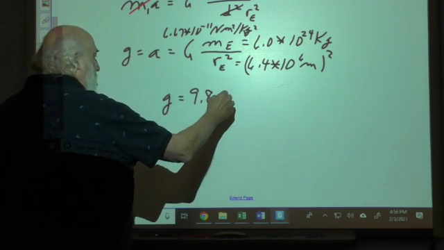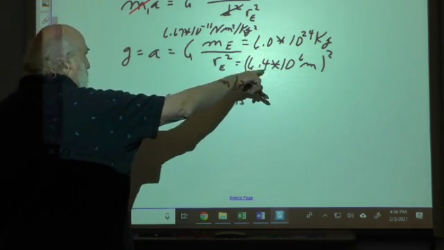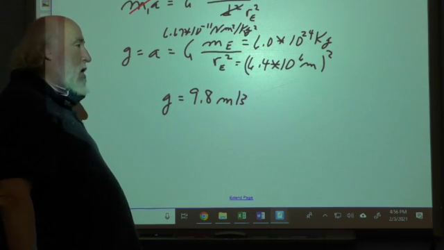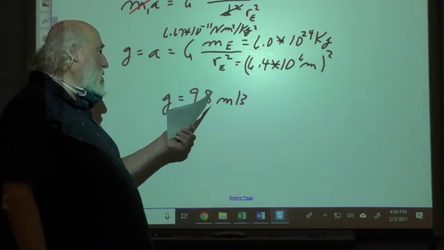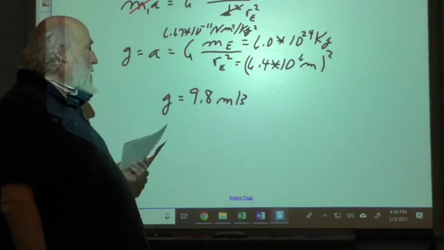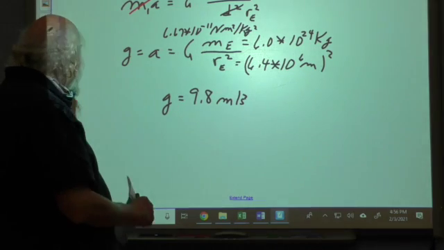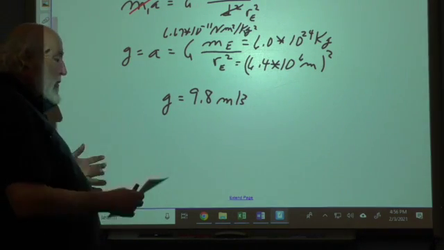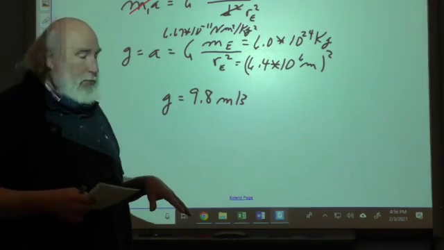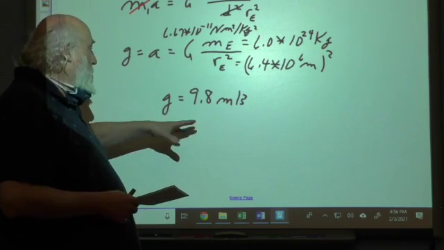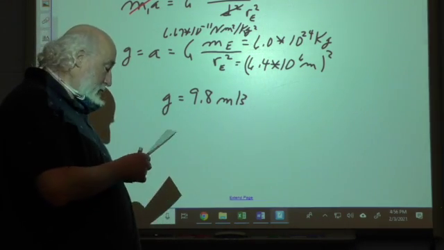Now, in actuality, I think the radius is 6.38. I think they rounded off, and that caused it to be slightly off. I think it had 979, and you get 980 with a slightly smaller denominator. All right, so regardless, there's the proof of how we got our g.